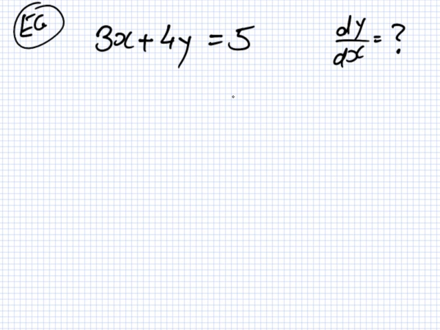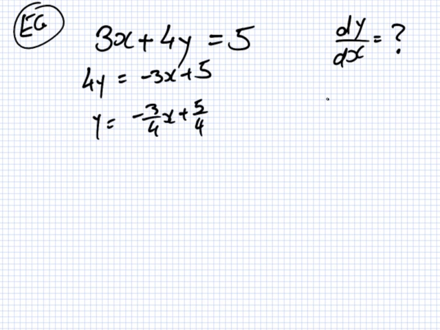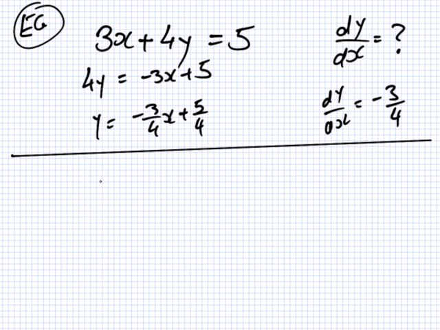Okay, did you get an answer here? So you have 4y equals minus 3x plus 5. So y equals minus 3 over 4 x plus 5 over 4. So what does dy dx equal? Minus 3 over 4. Yeah. Now, what about if I changed it slightly? If I said 3x plus 4y equals 5, and I want dx dy. You put the y over x.